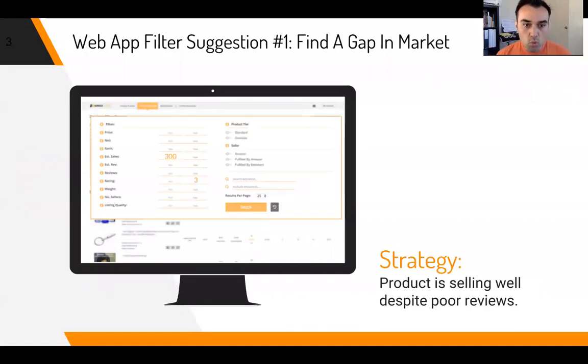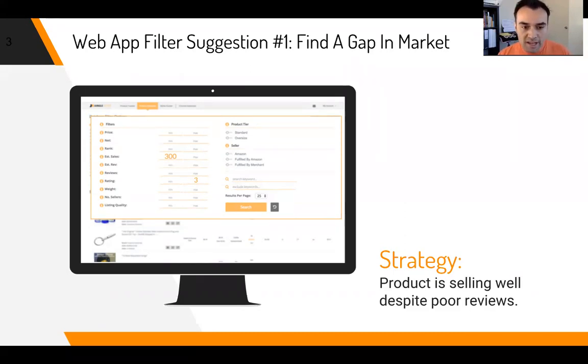All right, so web app filter suggestion number one, we call it finding a gap in the market. So what this looks like is using the product database, and you're looking for products that have high numbers of sales and a low average star rating. Okay, so in this example, it's a minimum of 300 sales and maximum average star rating of 3. So what this means is that you're finding products that sell really well despite the fact that the listing isn't that well rated. So that provides a great opportunity for you because you can potentially sell that exact same product, but just improve upon whatever its faults are.